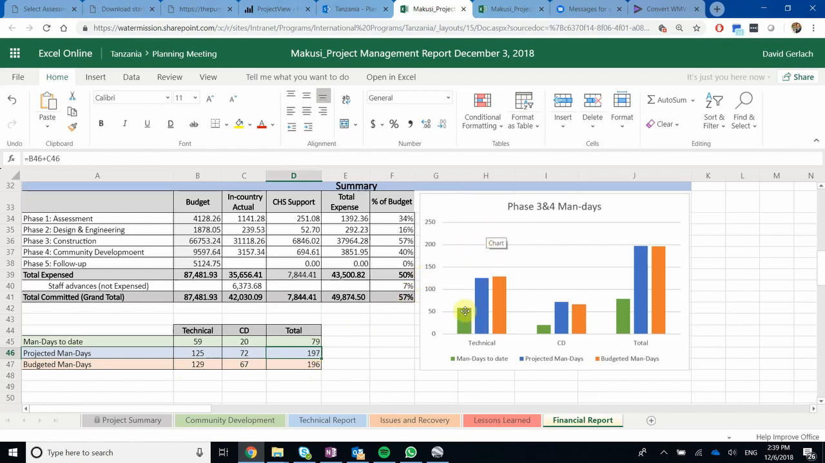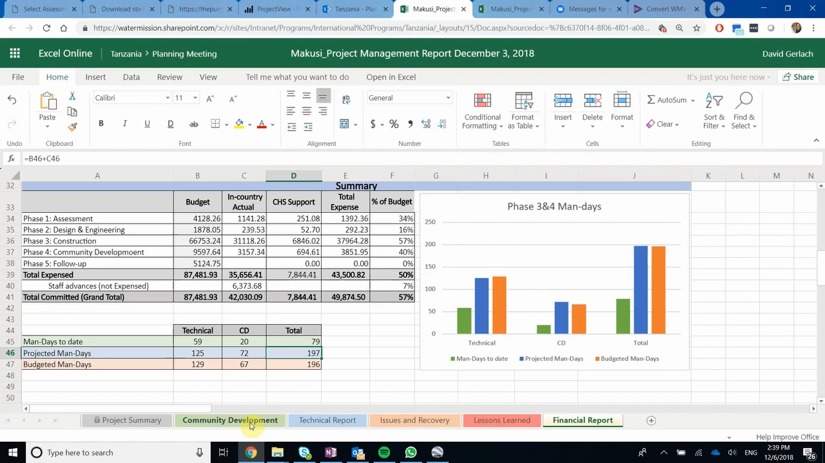And you can see that over here as well. So here we have to date what we're doing, what we're projected to do, and then what we budgeted to do here. So as CD officer, this blue bar is above the orange bar. That means that we're projecting that we're now going to have more man-days than we originally budgeted.